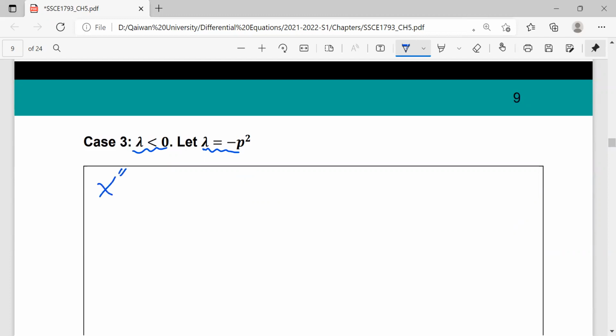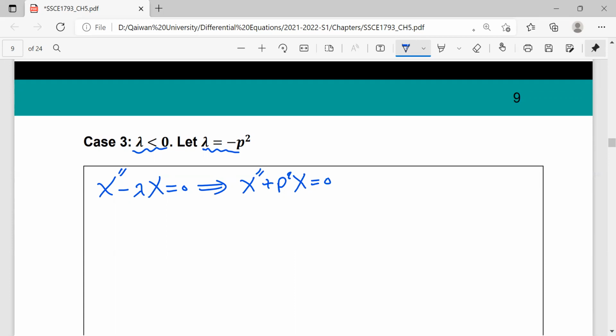X double prime minus lambda X equals 0. If lambda is minus p squared, if you replace lambda by minus p squared, we get X double prime plus p squared X equals 0. We just replace lambda by negative p squared. Negative times negative is positive, and you get p squared. That's it. This is a homogeneous second order differential equation.